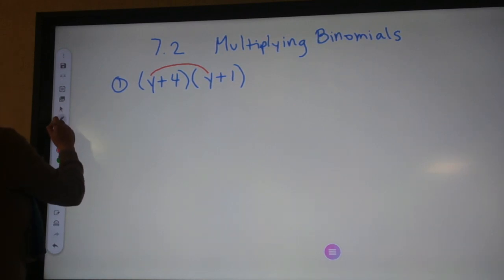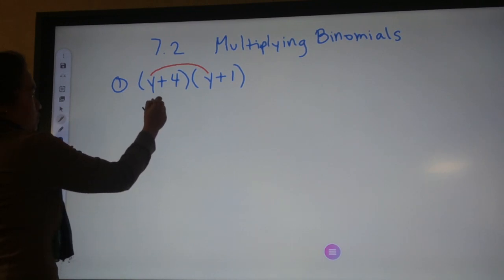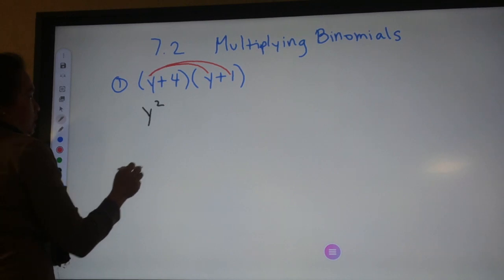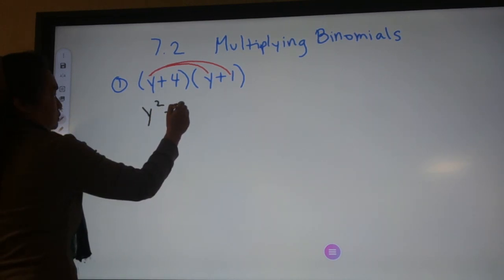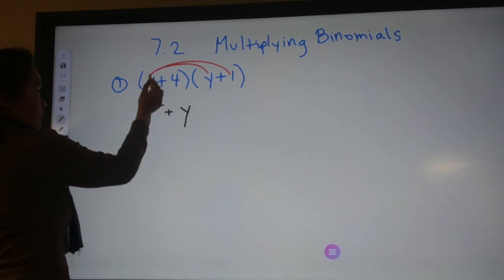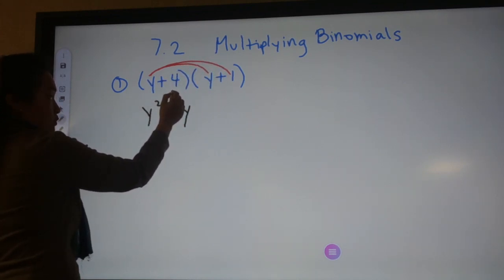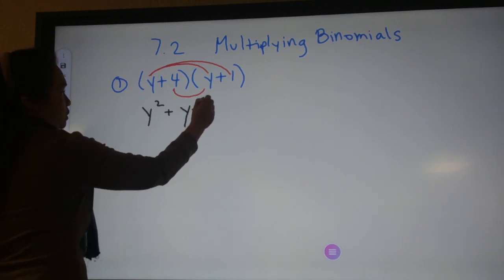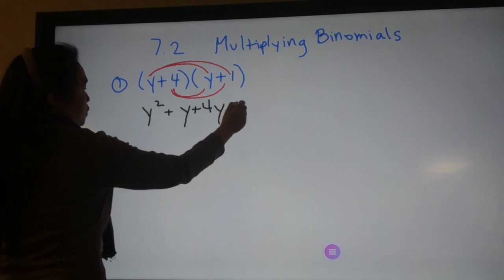So y times y. What is y times y? Y squared. Very good. So what is y times 1? 1y. Now this one has already multiplied with the other one in the other term. Now I'm going to do the 4. 4 times y is 4y, plus 4y. 4 times 1 is 4.